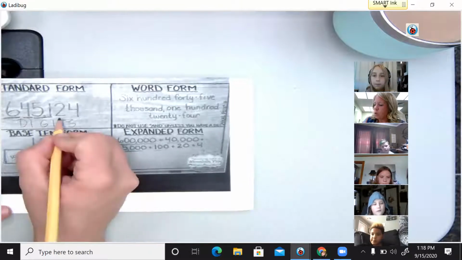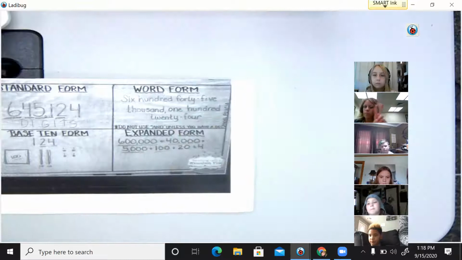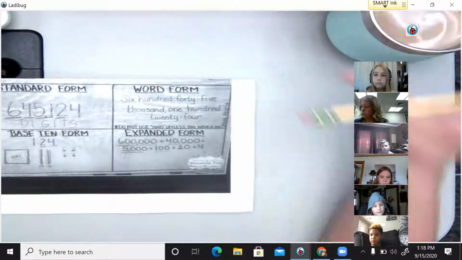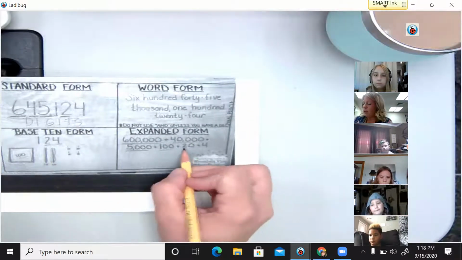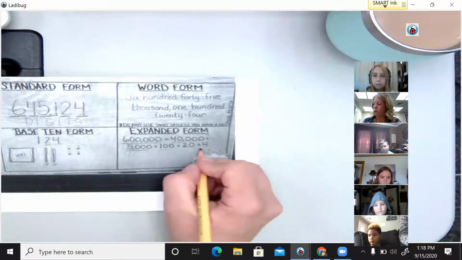Olivia, you're next. This 2 is what place value? In the tens. And there's 2 of them, so what's it worth? 20. And I'll do the last one. This 4 is in the 1's place, and there's 4 of them, so it's going to be worth 4.